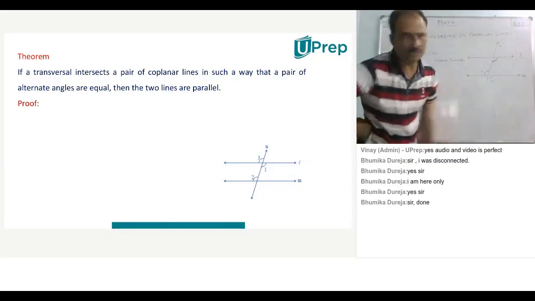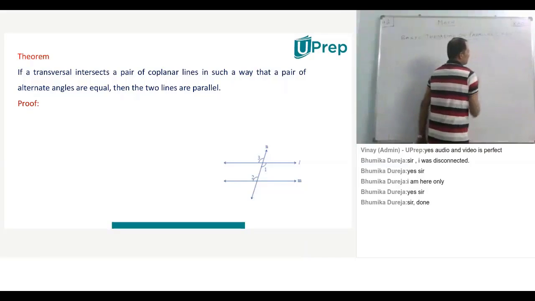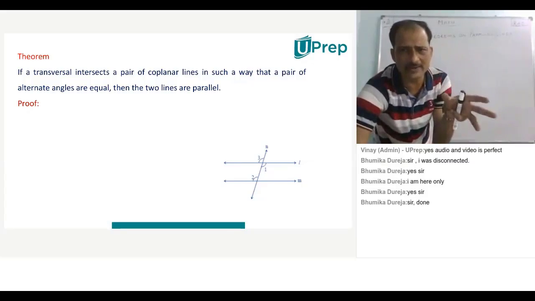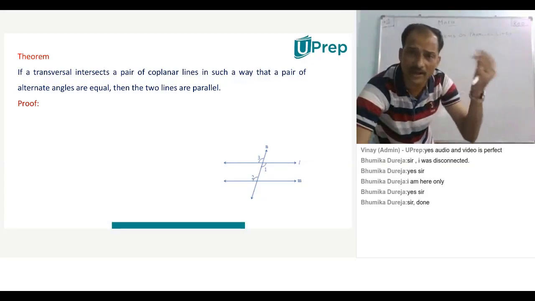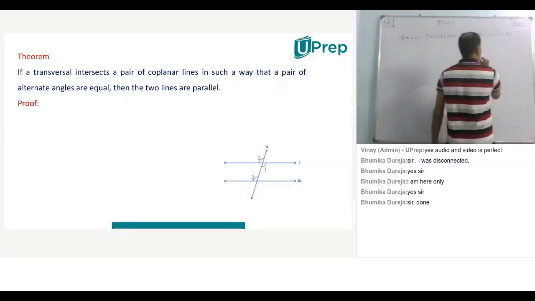Right. Next theorem. What is the converse of this theorem? If two lines are parallel, then the pair of alternate interior angles are equal, we have to prove. Okay, write down the statement.